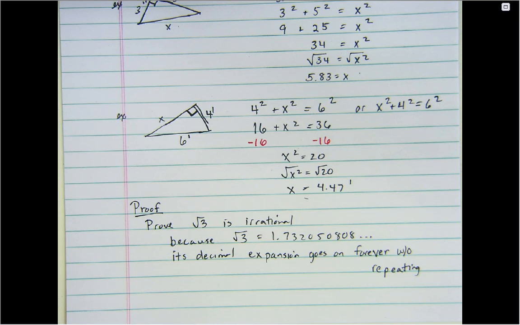Does anybody know what's wrong with this? I mean, is this true? Does the square root of 3's decimal expansion go on forever without repeating? Is that true? Yeah, that is true. Why isn't that a proof?